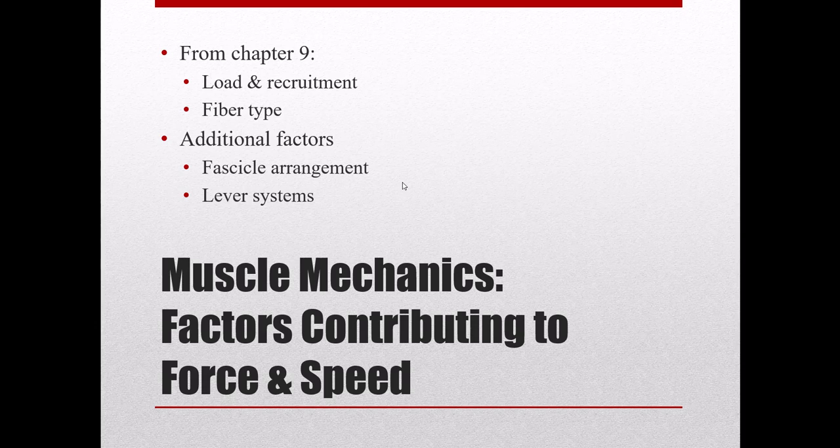There are a couple of things that contribute to how forcefully and how fast muscles can contract. Some of that is from chapter 9. We talked about load and recruitment in chapter 9, right? If you have a heavier load, that's going to be a slower contraction. If you have more recruitment, more muscles involved, that's going to be faster, you can hold it longer, etc.